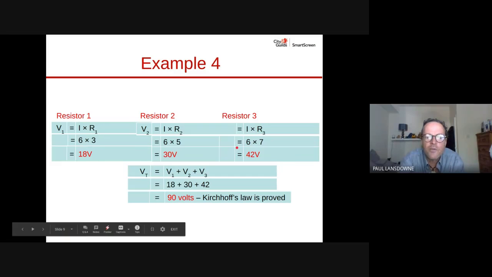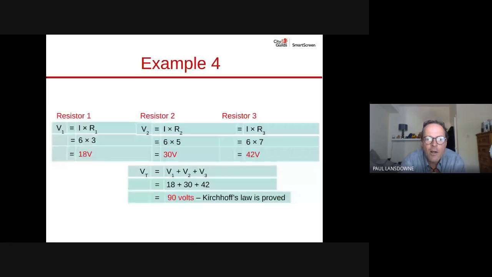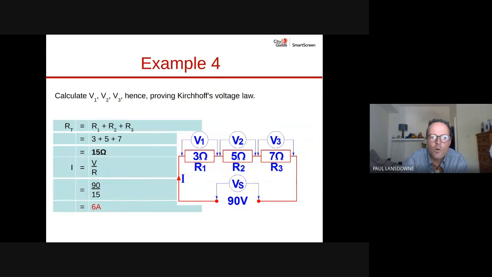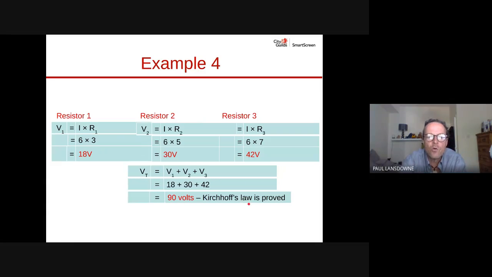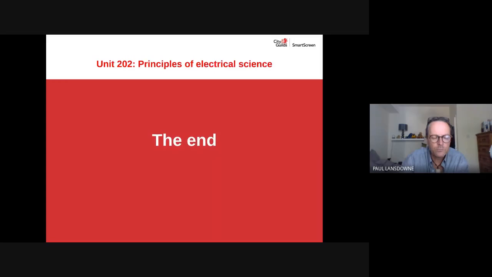What they're saying with Kirchhoff's law is, if we add those all back up, 18, 30 and 42, we end up with 90 volts, which, as we can see, is our original supply voltage. So Kirchhoff's law is a way of checking to make sure that you've done all the calculations correctly. And we've just proven Kirchhoff's law.